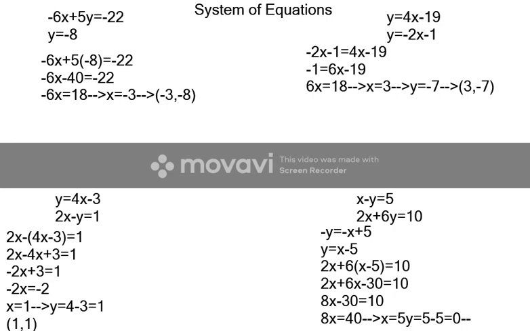So our final coordinate will be 5, comma 0. And that's basically it, guys. That's what your final coordinate will be for this final equation.